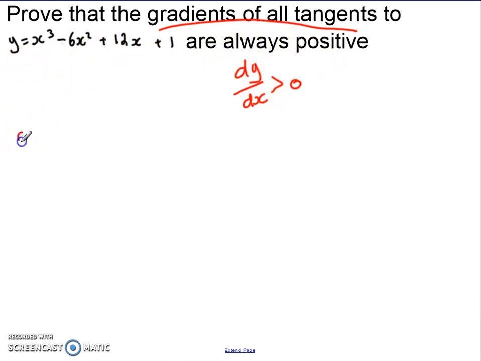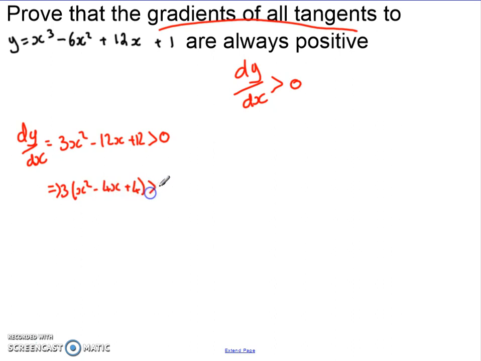So first thing we have to do is figure out dy by dx. Bring the power down, reduce it by 1. So this one here gives me 3x squared, take away 12x plus 12. And I know that I want that bigger than 0. Treat it like solving a quadratic at this point. Got a 0 on the right hand side, factorise and then solve. Common factor, 3 bracket x squared minus 4x plus 4 is bigger than 0. So that gives me 3 brackets x minus 2 squared has to be bigger than 0.